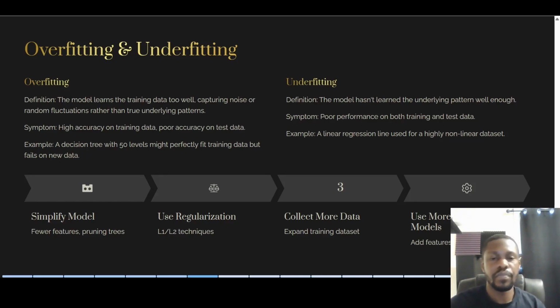And so what are some ways that we can mitigate overfitting and underfitting? We'll go into more detail into this, but simply we can simplify the model, so include fewer features. We can use what's known as regularization, L1 and L2 techniques. Again, we'll go into more detail. For underfitting, we need to collect more data, or we can use more powerful models, add features and reduce regularization.